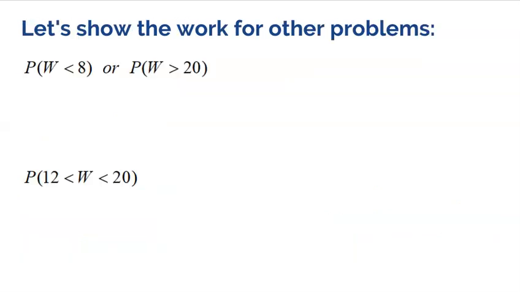So here are the two remaining questions. What's the probability that it takes less than 8 or more than 20 minutes? All right, what do I got to do? I got to show the work for my Z-score. So I'm going to quickly show the work here. Now I got to do 2 of them, sorry, because I got to do 8 and 20.